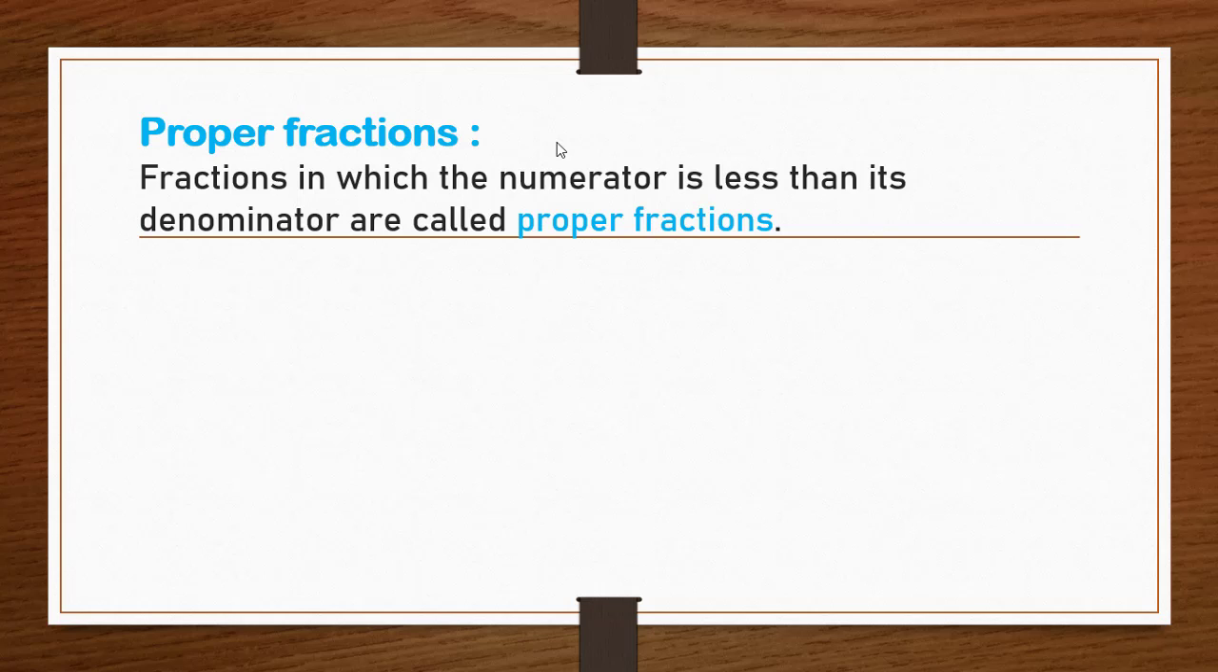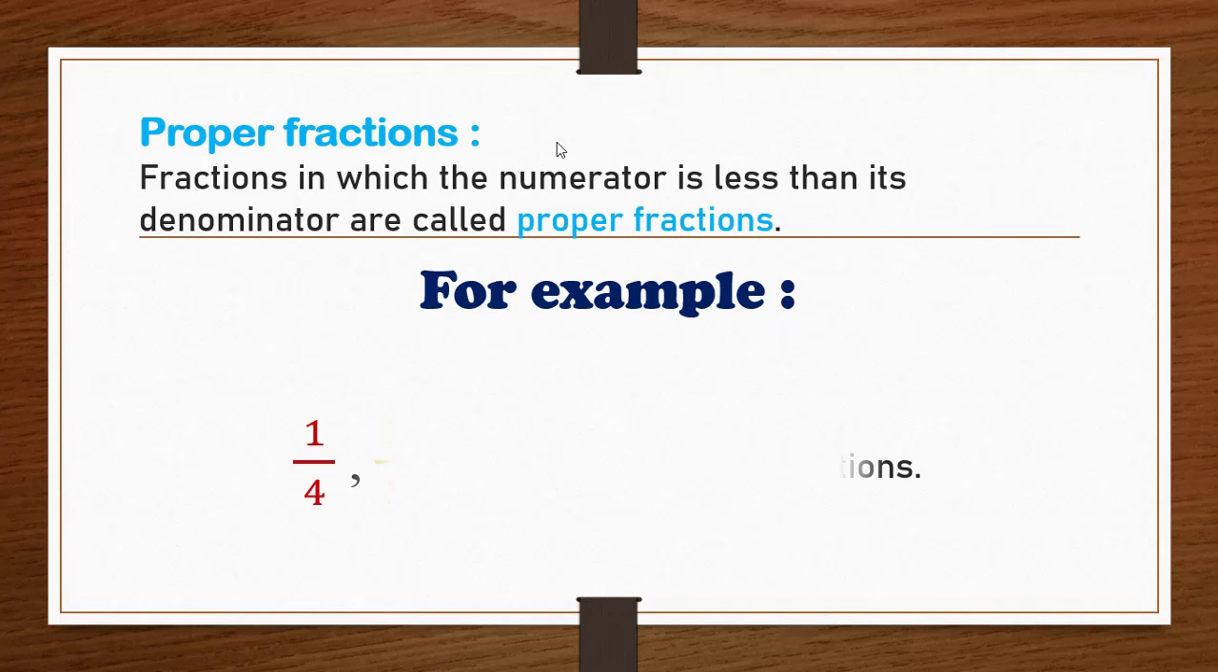So the definition of proper fractions is: fractions in which the numerator is less than the denominator are called proper fractions. वो fractions जिनमें numerator denominator से छोटा हो उनको हम proper fractions कहते हैं. For example, 1 by 4, 2 by 5, 7 by 8, 6 by 9 are proper fractions.